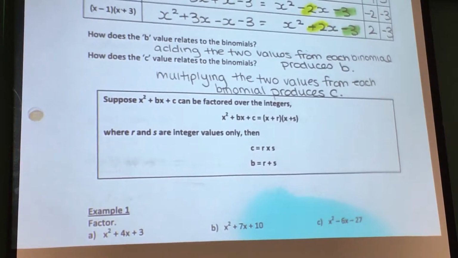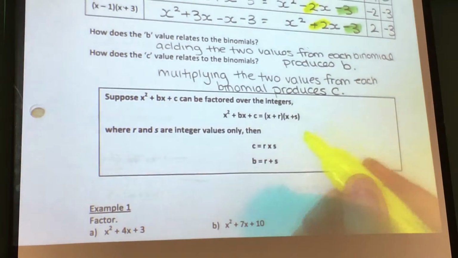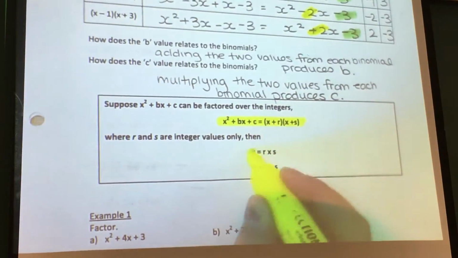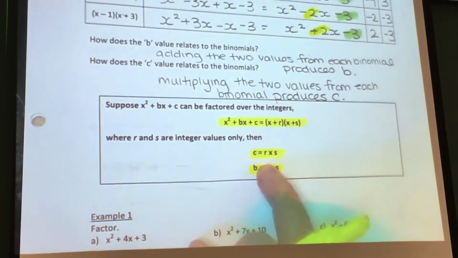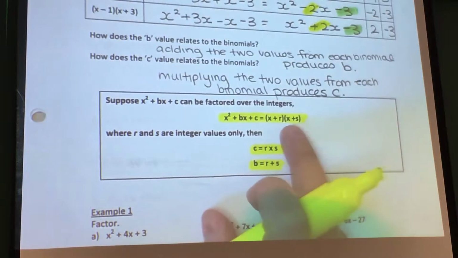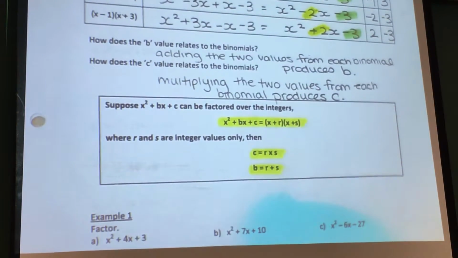And that's actually all that is explained in this box down here. They're saying to get c, we have to do r times s, and to get b, we have to do r plus s, okay? And r and s are our values, right?